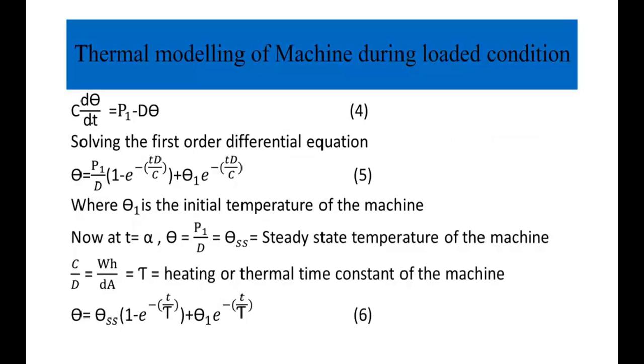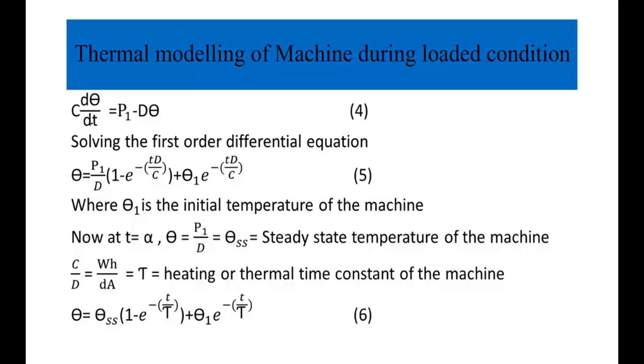Equation number 4 is written as C d theta by dt is equal to P1 minus D theta. This is just a first order differential equation. Solving this differential equation, we get the value of theta: theta is equal to P1 by D into 1 minus e to the power minus t D by C, plus theta 1 e to the power minus t D by C, where theta 1 is the initial temperature of the machine. That means when t is equal to 0, the temperature of the machine is theta 1.